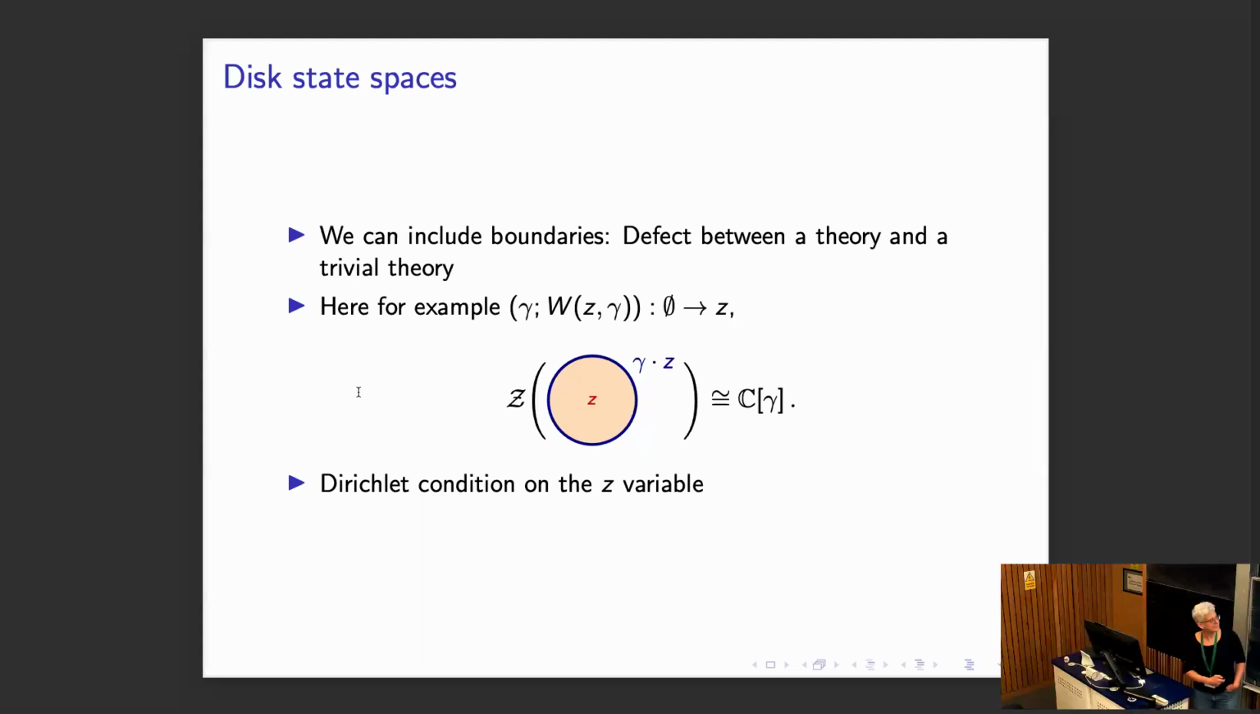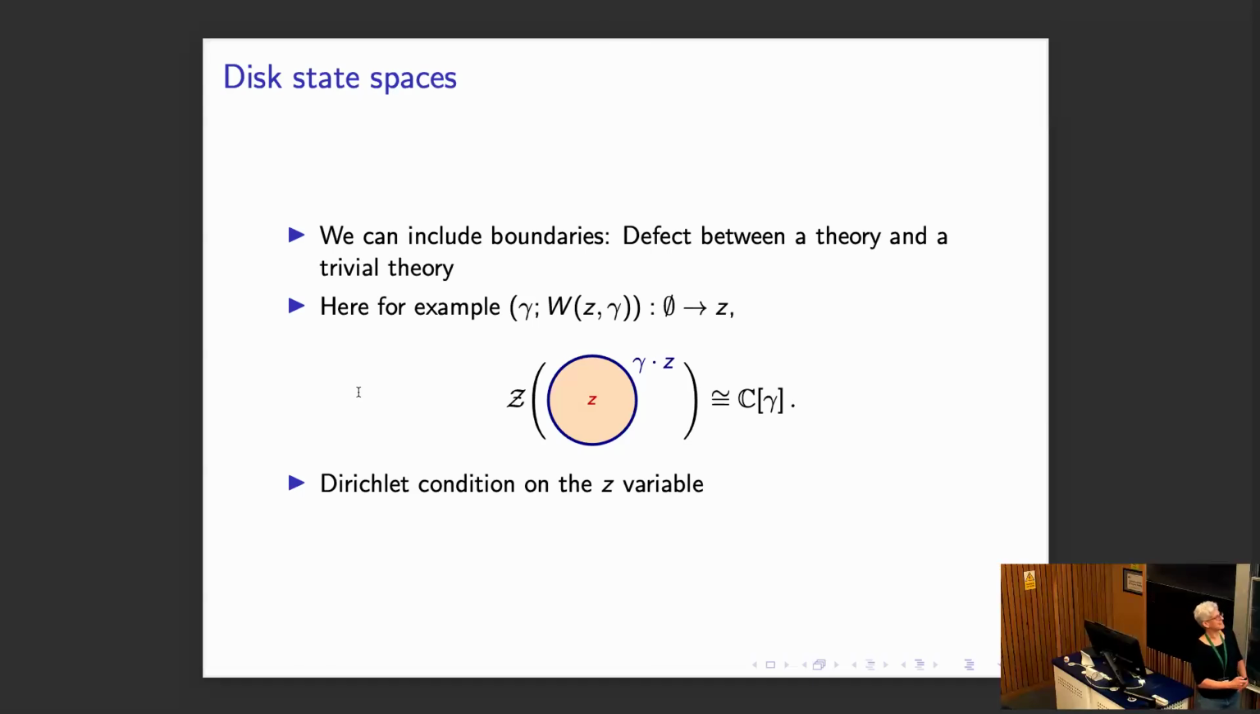So, for example, we can look at boundary conditions. So what are boundary conditions? Well, they are just special kinds of defects between a theory and some empty theory. And in our example, a defect was labeled by extra variables and a superpotential. And here I put extra variables gamma and a superpotential gamma times z, where z are the bulk variables, and I read it as a map from the empty set to z.